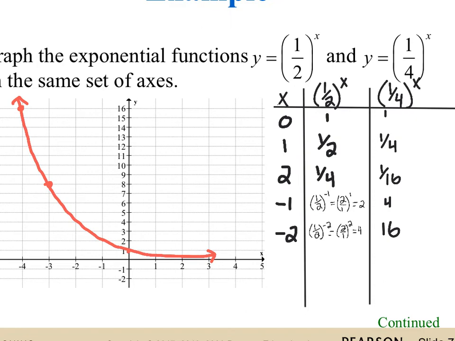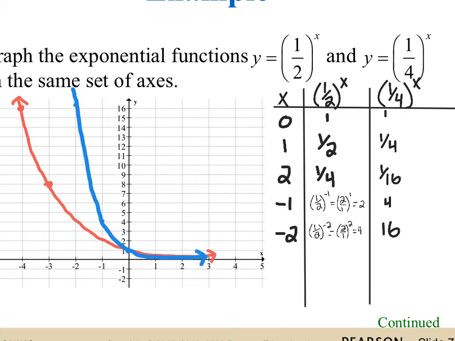So there are ordered pairs for 1/4 to the x, same anchor point, but then at 1 we're at 1/4, so we're lower. I can't even really graph 1/16. Negative 1, 4, negative 2, 16. And again, connect them with a smooth curve.